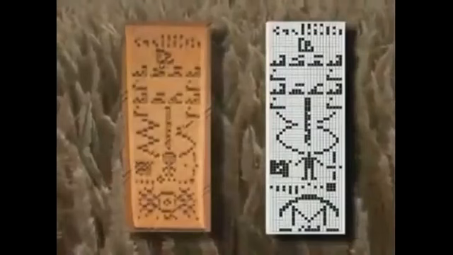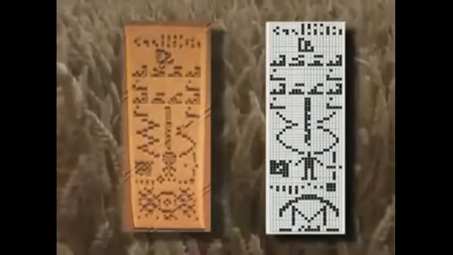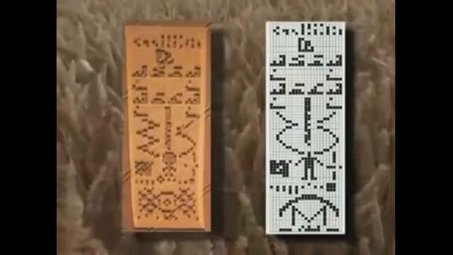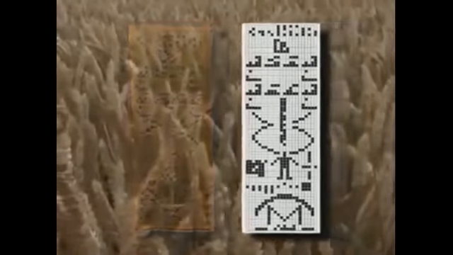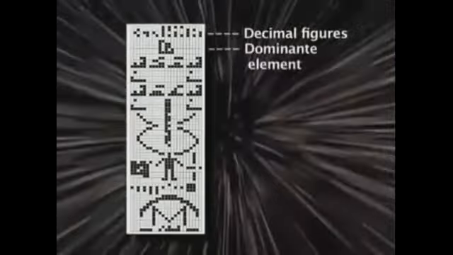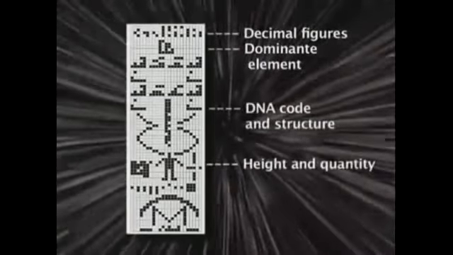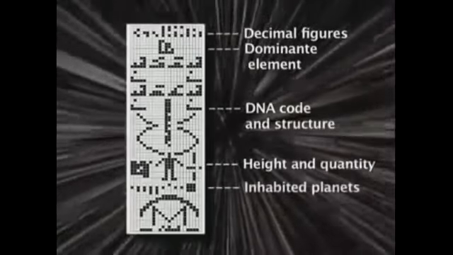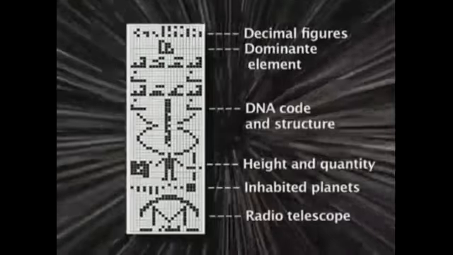27 years later, an identical pattern appears in a crop field right in front of a similar radio telescope. However, on closer inspection, it seemed to show that the code contained some fundamental differences. Sagan's message explained our calculation system, the dominant chemical substances within the elements that create life on Earth, about our DNA code, humans' height and quantity, and that we live on the third planet in our solar system, and lastly, a sketch of our radio telescope.